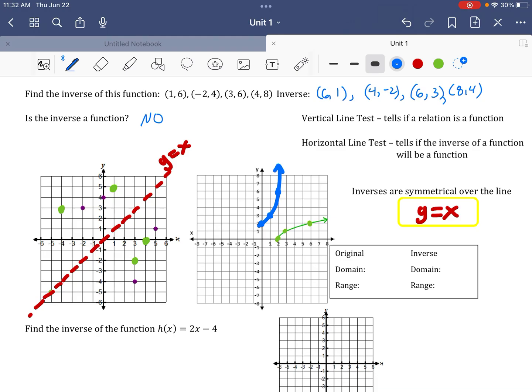All right, and then just do one last check. Let's draw that line, y equals x, down the middle. And yeah, look, they're symmetrical. They basically fold over that line and they become the same thing on the other side.